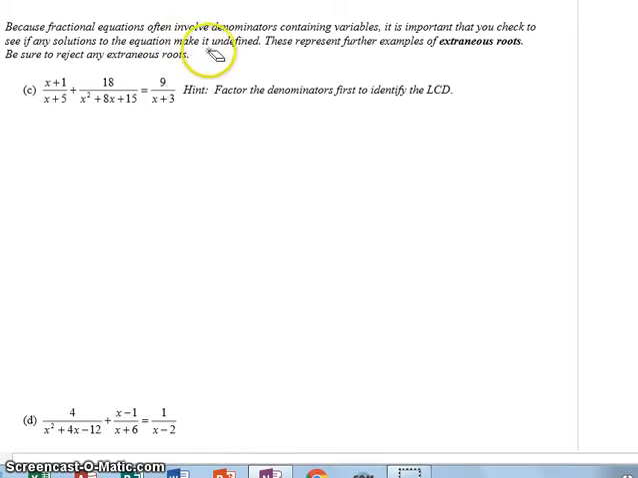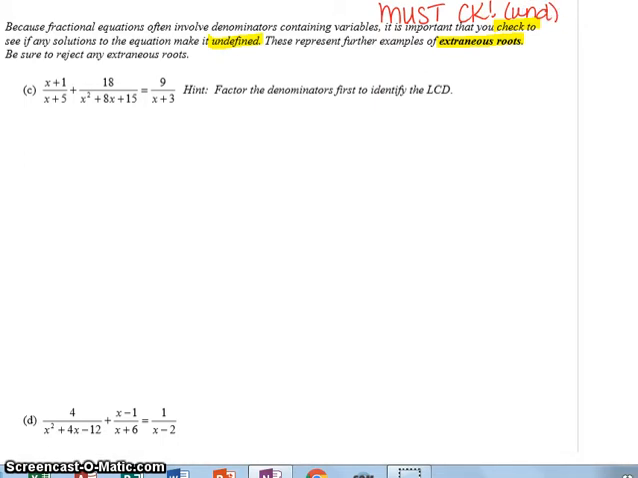It says, because fractional equations often involve denominators containing variables, it is important that you check and see if any of your solutions to the equation make it undefined. Okay? So this is basically telling you that you're going to have extraneous roots. What are we talking about? What I've been talking about the whole lesson. You must check, because if any of them make it undefined, you're going to reject that answer. Those rejected answers are called extraneous roots. You could also use your graphing calculator, and this is also intersection points as well.